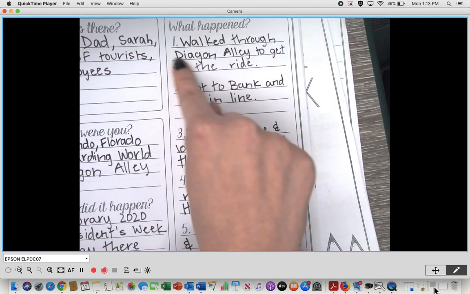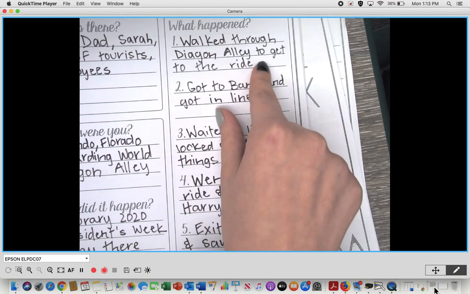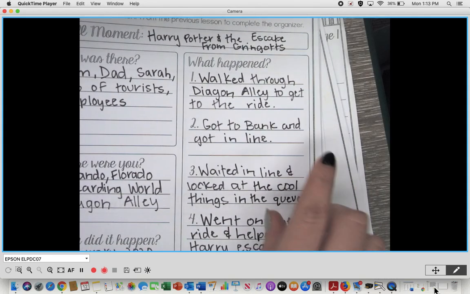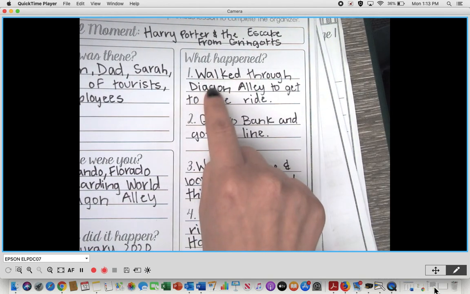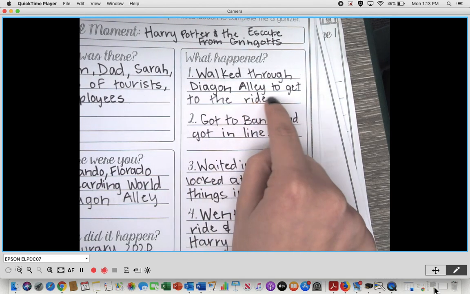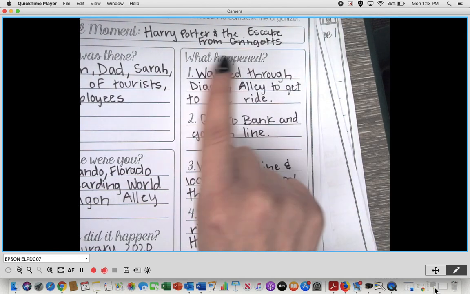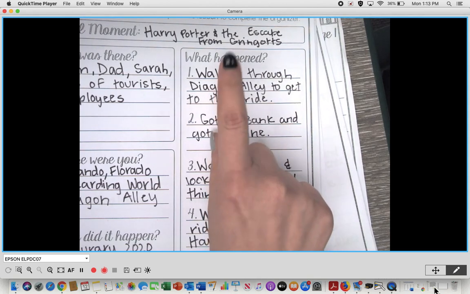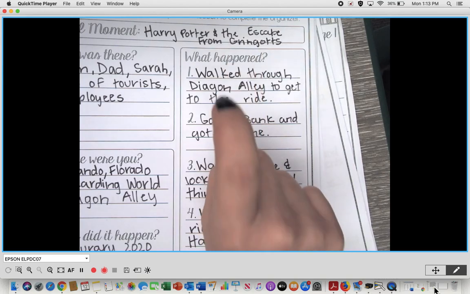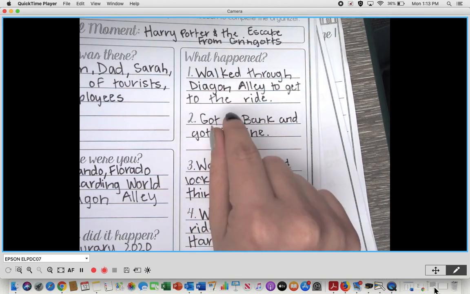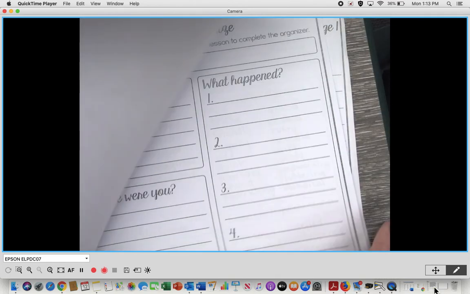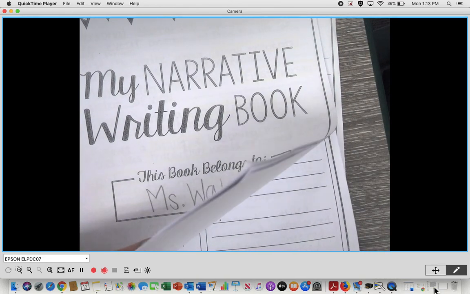So I know number 1 is walked through Diagon Alley to get to the ride. Remember, this is on lesson 4, brainstorm. Number 1 is what I write about in this beginning paragraph, so I'm going to talk about Diagon Alley and walking through it to get to the ride. Whatever you wrote as your number 1 is what you are going to talk about in your beginning paragraph. That is going to be really helpful as we go along.